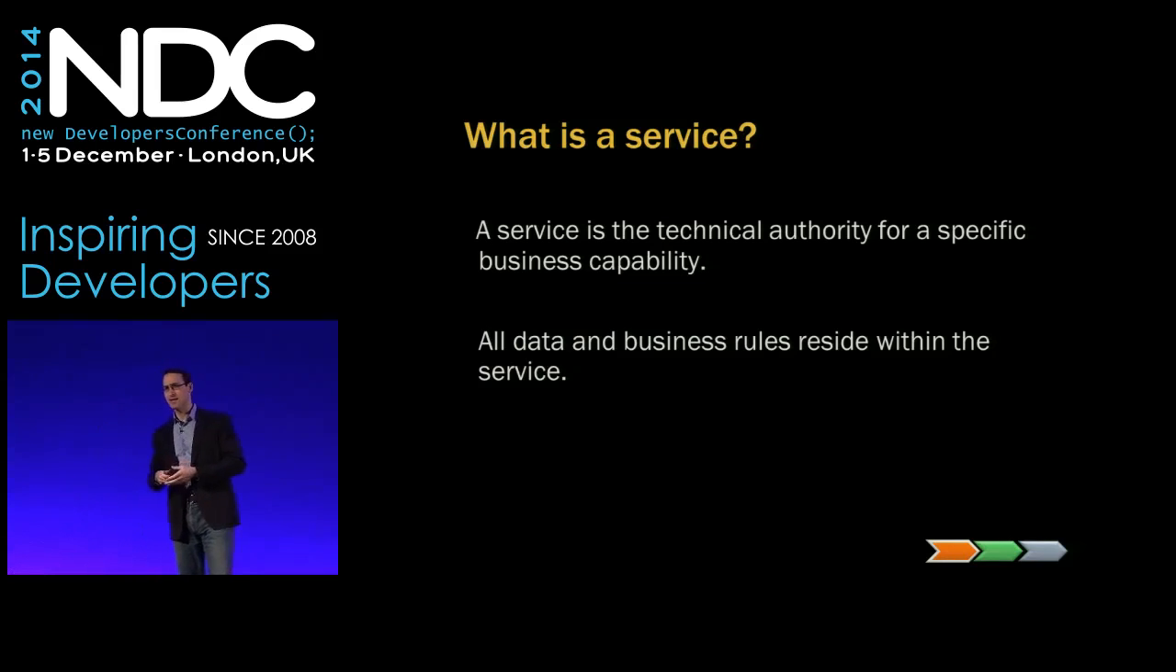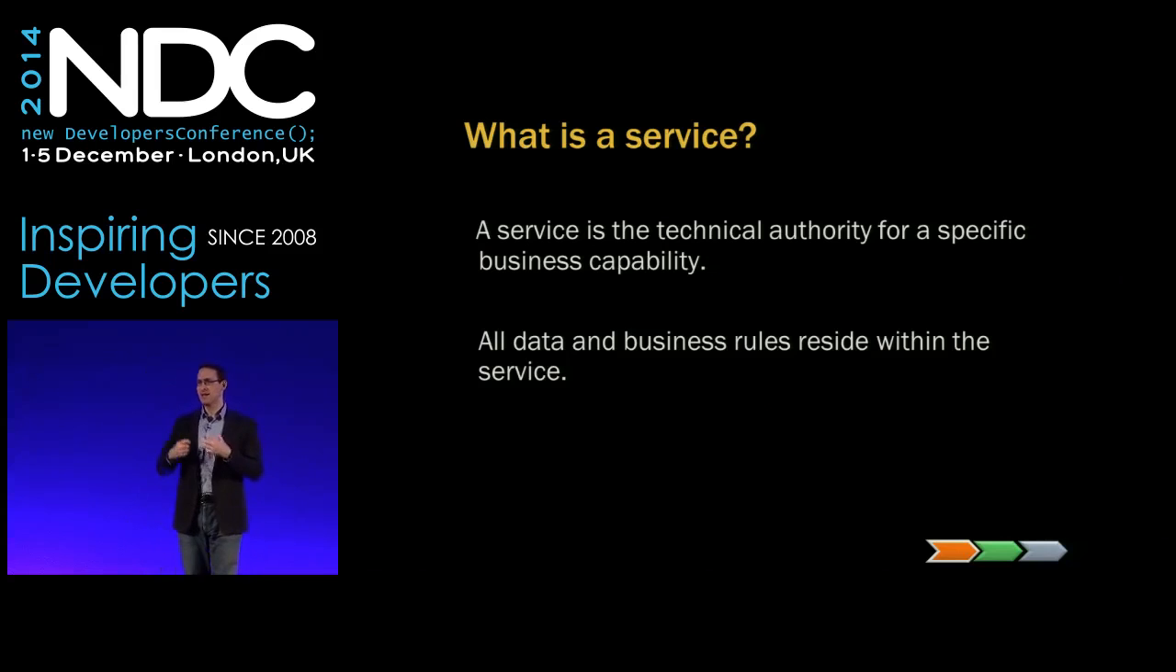What comes out of that is that the data and the business rules that are part of fulfilling a given business capability must reside within that service. For it to be the technical authority, it has to own that fully and completely, meaning nothing else can come in the back door and say, yeah, I just need a little bit of data over here. Let me just grab that data from your database and change that field over there. That's not autonomy. That's not encapsulation.